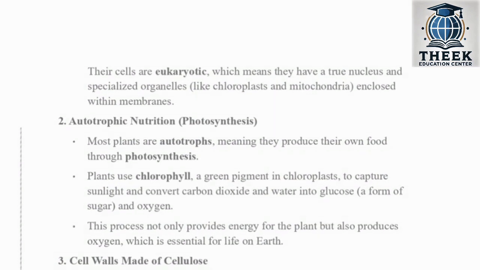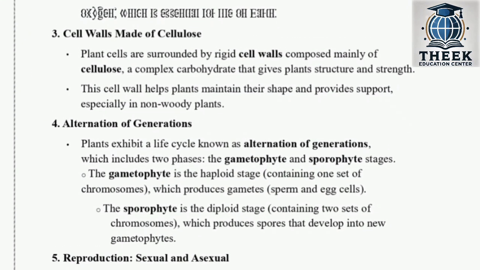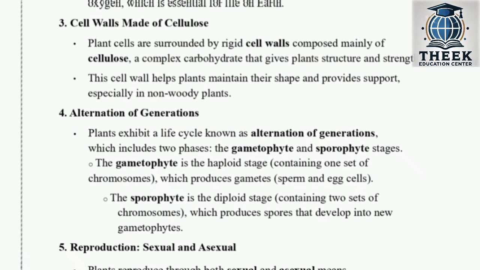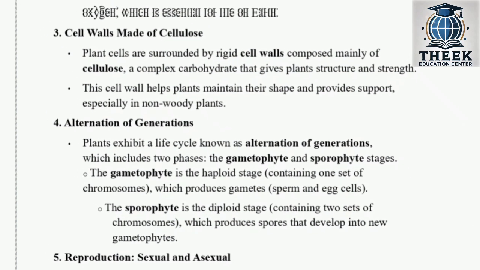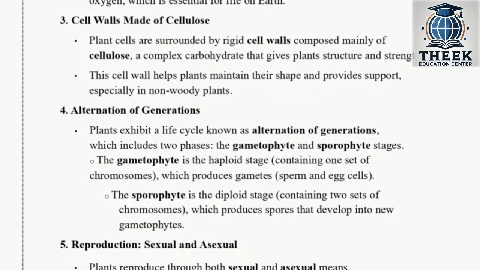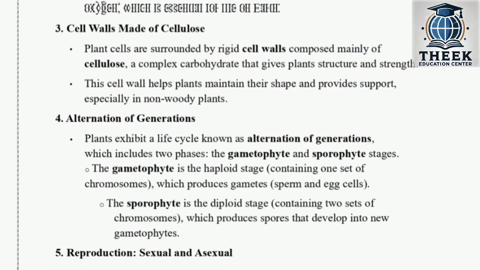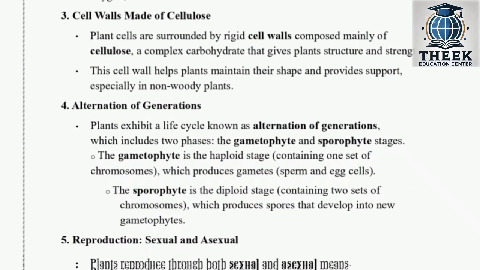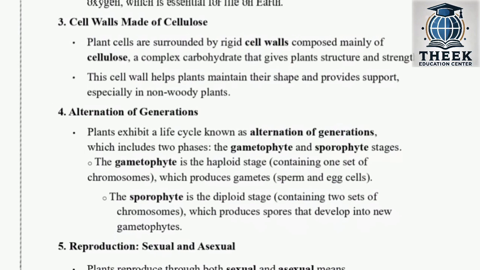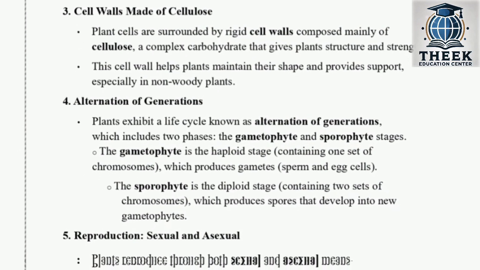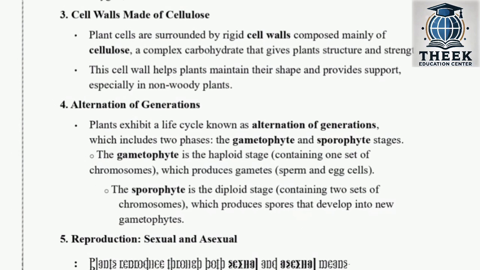Three, cell walls made of cellulose. The structure of a plant cell is made up of a cell wall. This cell wall is made up of cellulose. That's one major feature that identifies a plant from other organisms. For example, a plant and an animal: a plant cell has a cell wall made up of cellulose, unlike an animal cell.